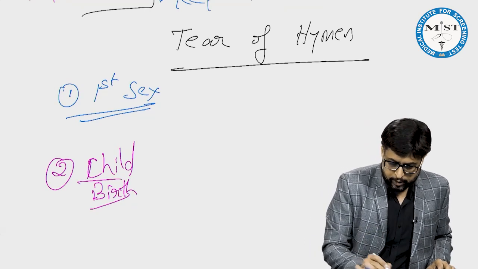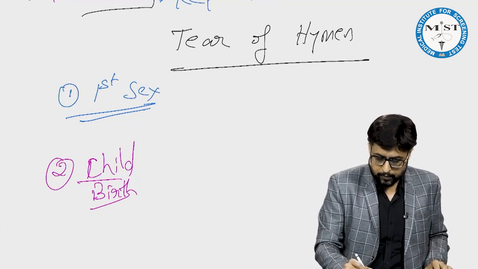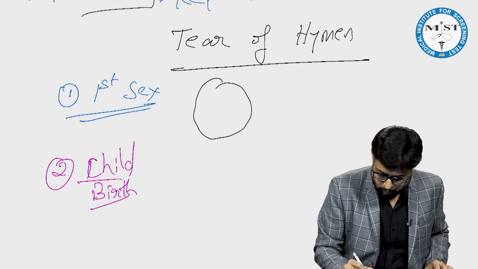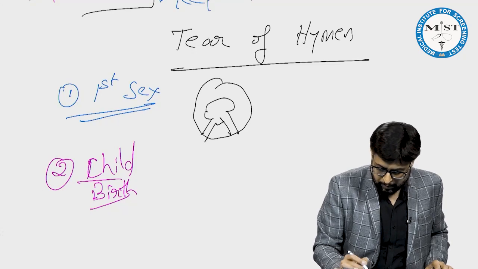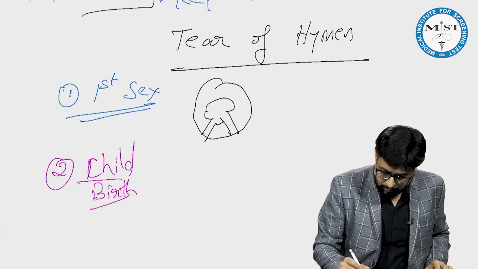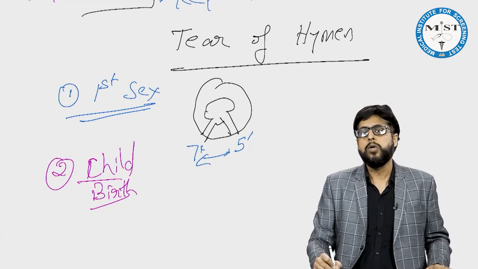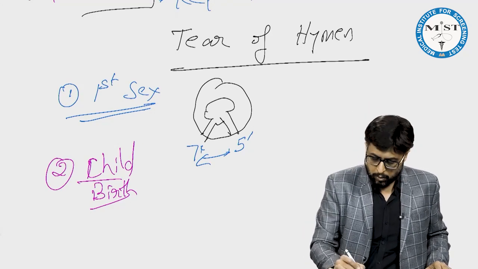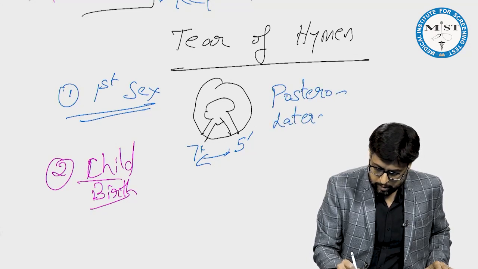Now, during first sexual intercourse, at which place does the hymen get torn? If you remember the diagram which I drew, the hymen gets torn between the 5 o'clock to 7 o'clock position, also called the posterolateral position.